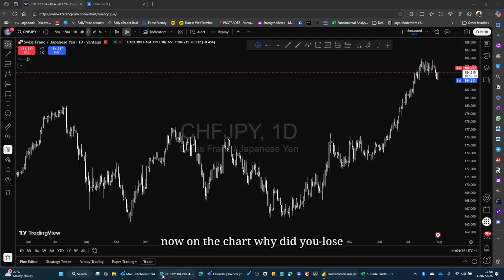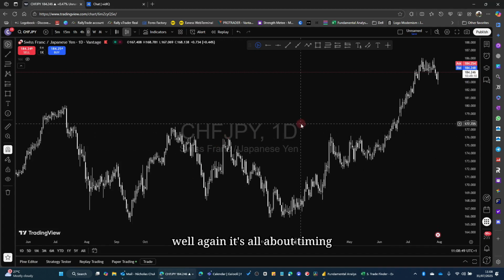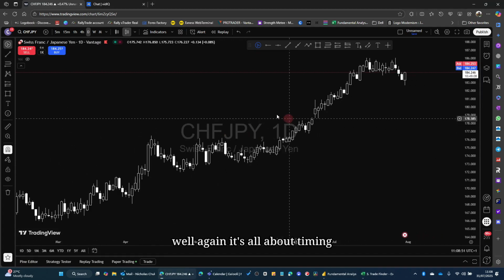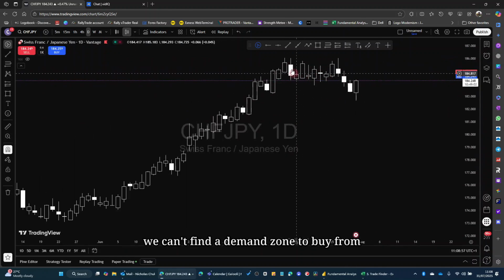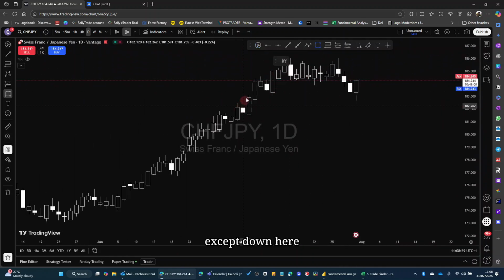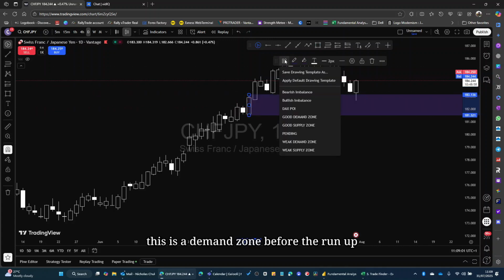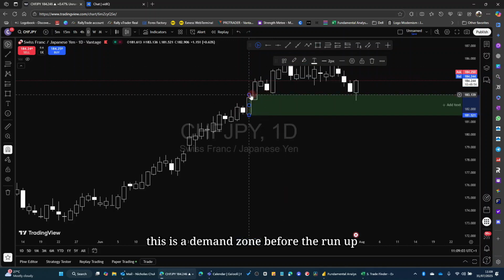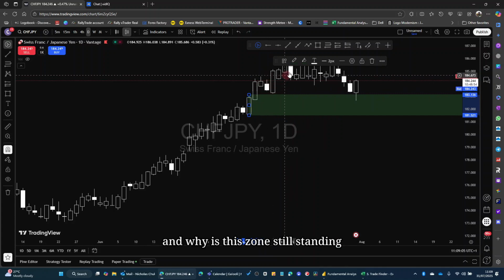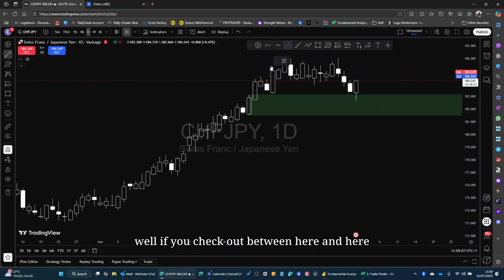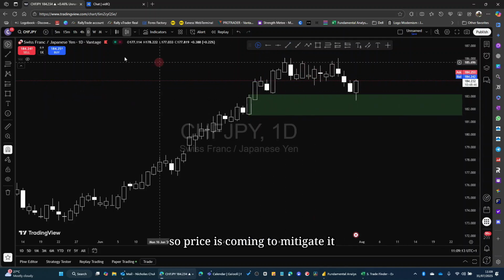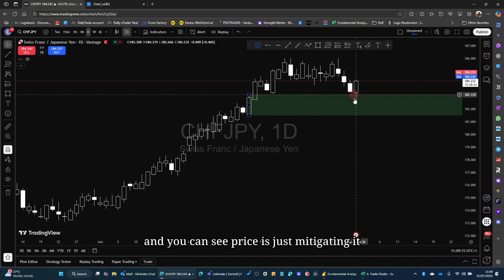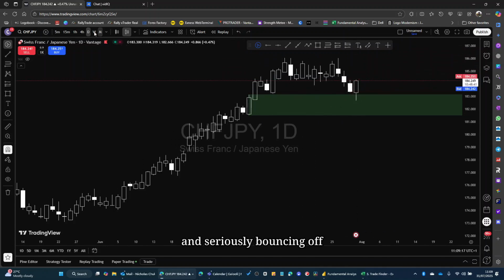Now on the chart, why did you lose? Well, again, it's all about timing. On the daily, we can't find a demand zone to buy from except down here. This is a demand zone before the run up. And why is this zone still standing? Well, if you check out between here and here, price didn't mitigate this zone yet, so price is coming to mitigate it, and you can see price is just mitigating it and seriously bouncing off.